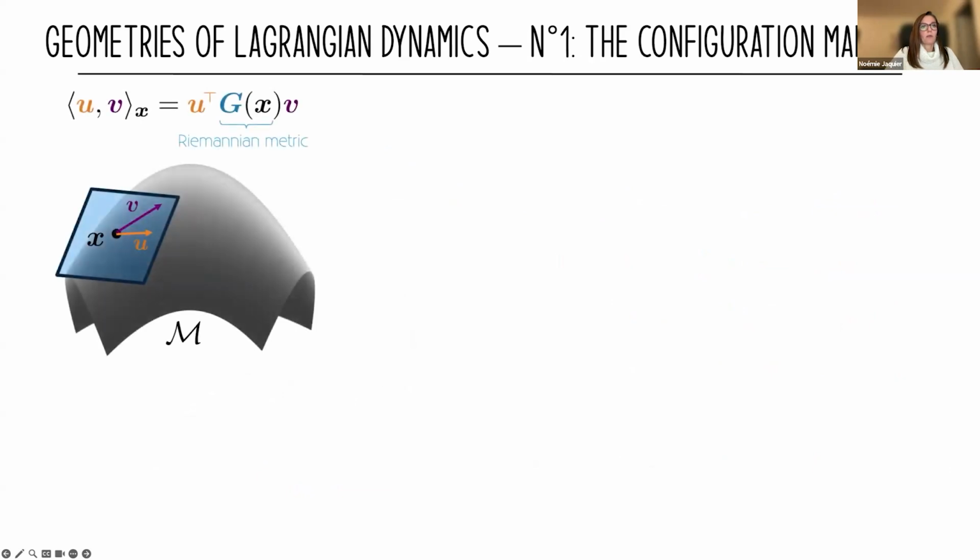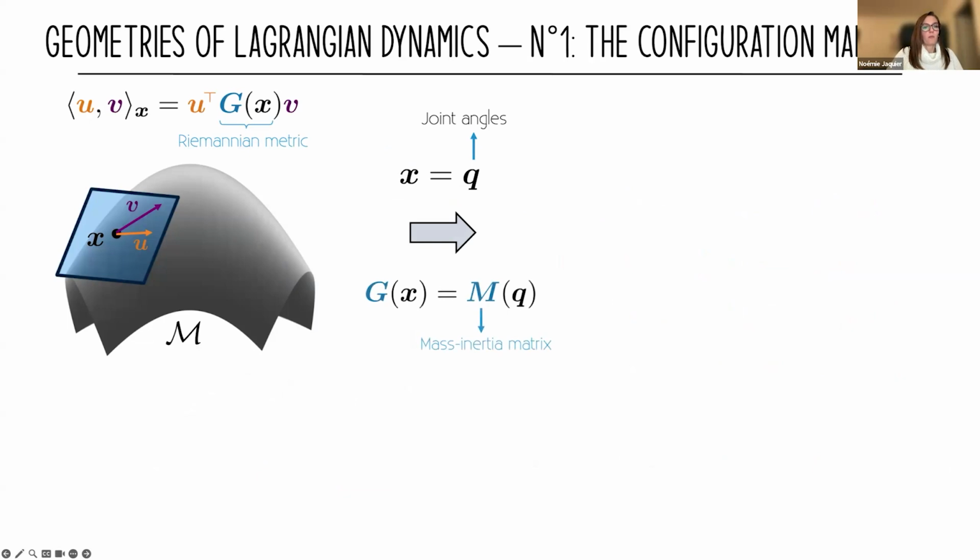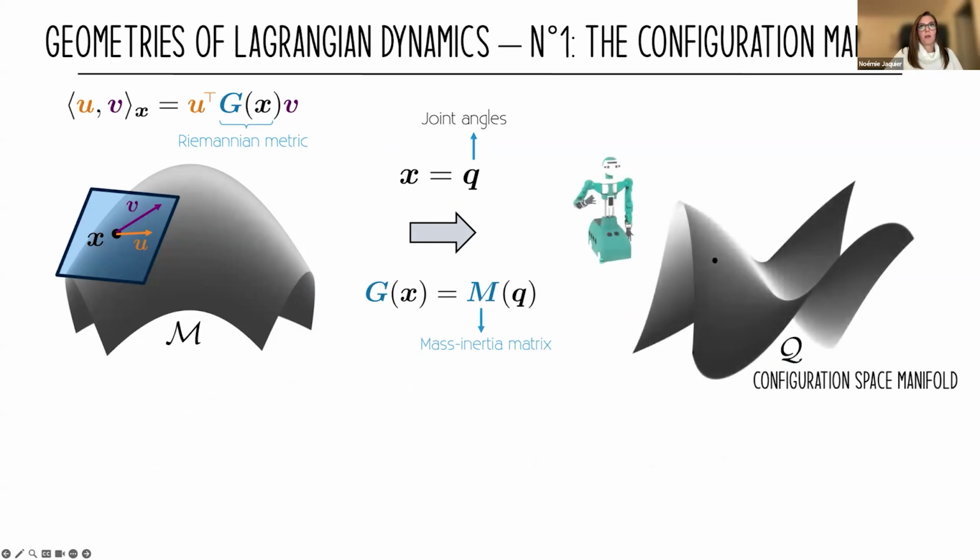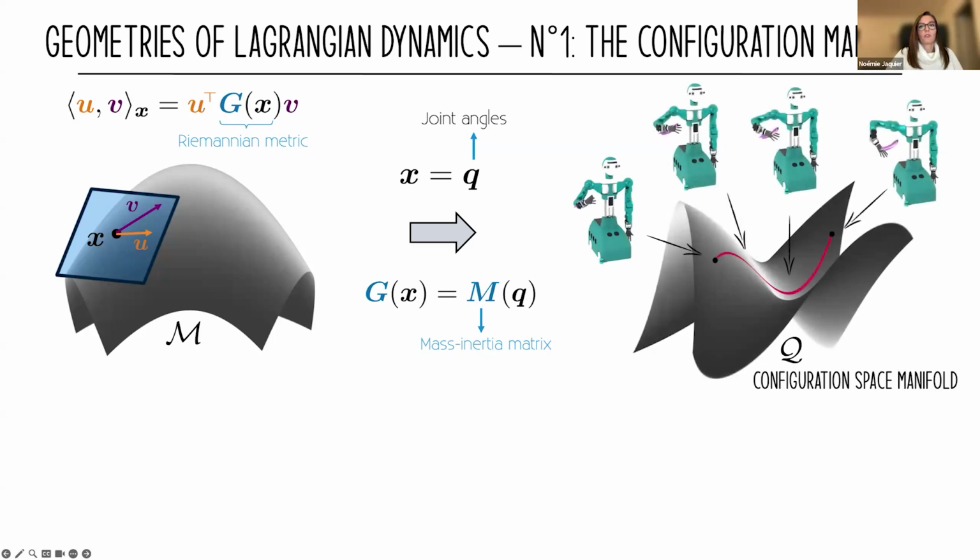So why am I talking about Riemannian manifolds? First of all, because the configuration space that I mentioned before is an instance of a Riemannian manifold. In that case, each point of the manifold is a joint angle, and the Riemannian metric, the one that defines entirely the geometry of your manifold, is the mass inertia matrix that we saw before in the Lagrangian dynamics. So basically we can see this configuration space as a Riemannian manifold whose geometry is characterized by the mass inertia matrix.